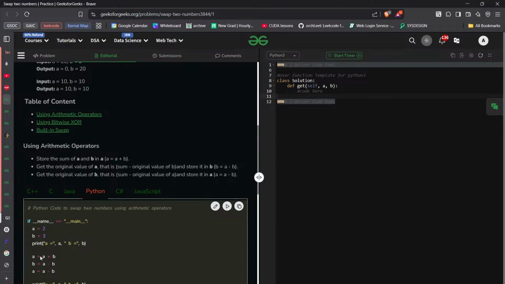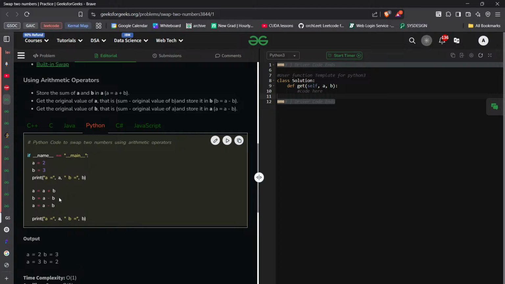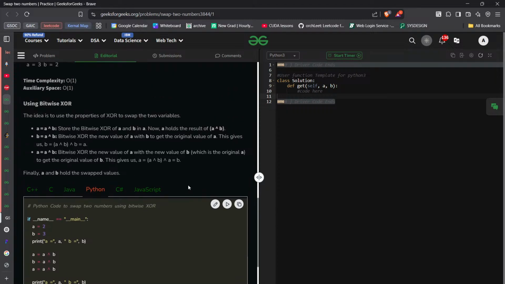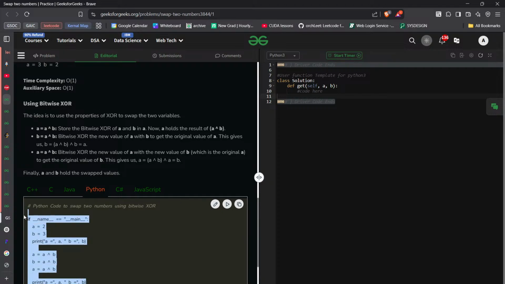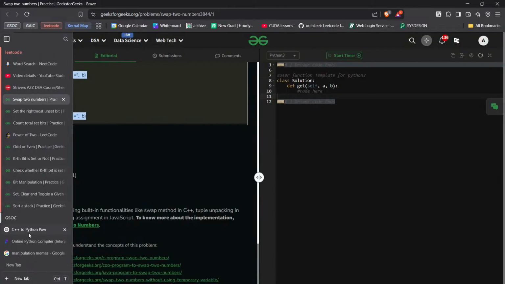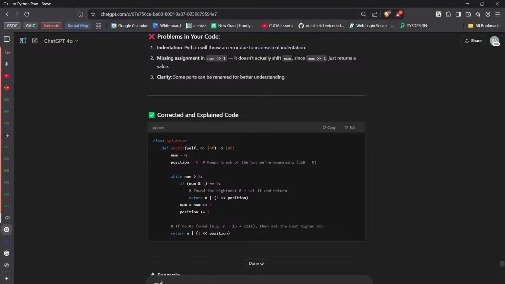Okay, okay, okay. But how is it done in bit manipulation? XOR. Okay, using bitwise XOR. The idea is to use the properties of XOR to swap the two variables. A XOR B stores the bitwise XOR of A and B, and now A holds the result of A XOR B. Let's use ChatGPT to understand this. Explain.